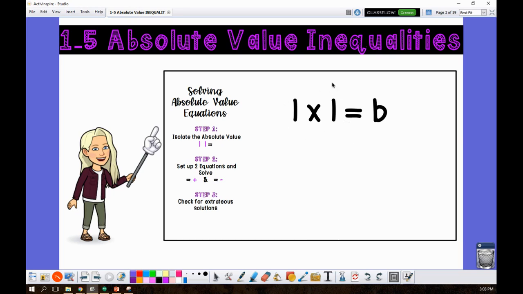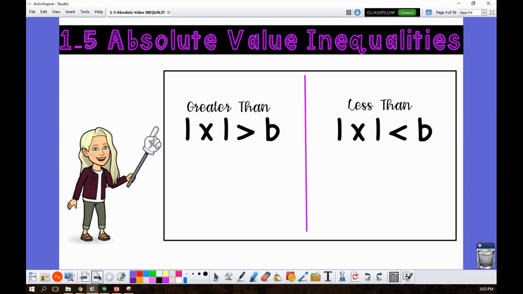So if we were given something like the absolute value of x is equal to b, what would we do? What we would do would be take this and split it into two separate equations. You're supposed to set up two equations, one equal to the positive b and one equal to the negative b. So here we have x equals positive b and x equals negative b, and that was your answer. It's not quite so simple for inequalities.